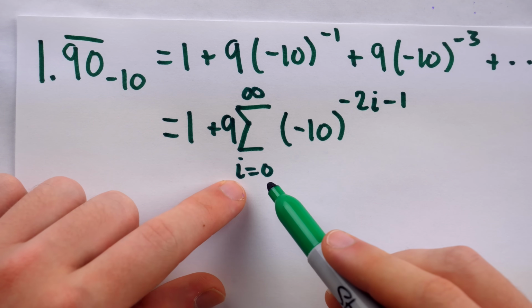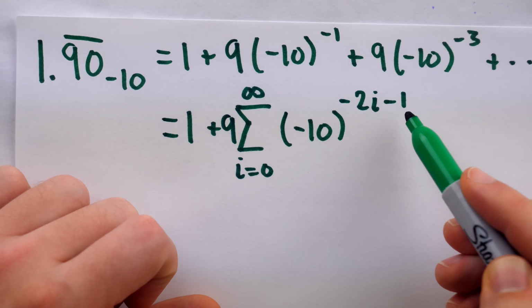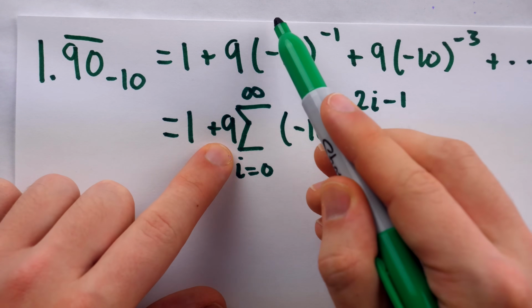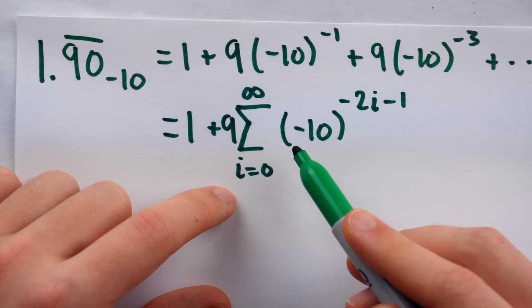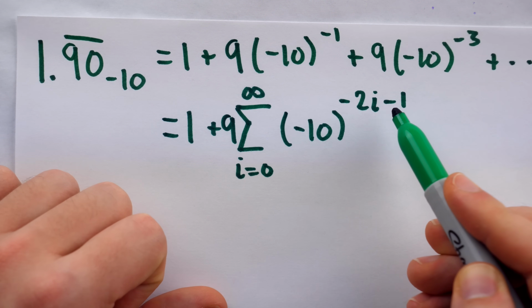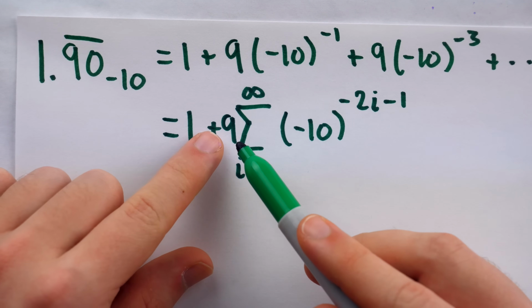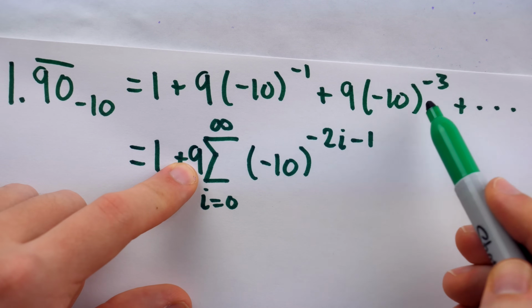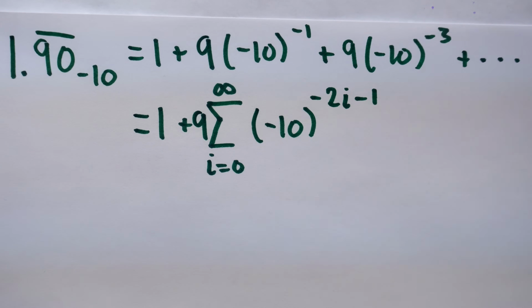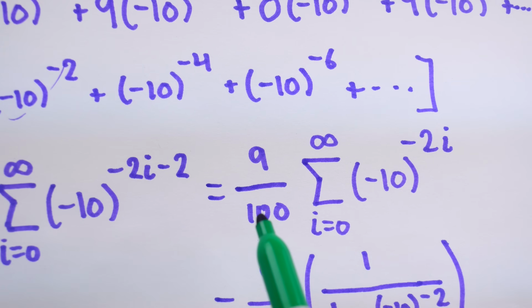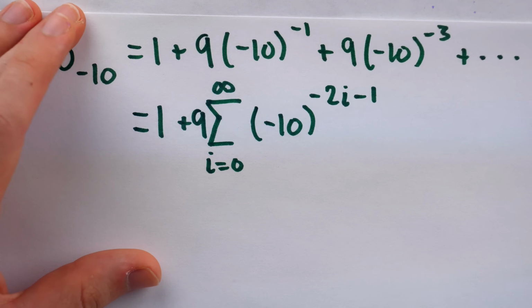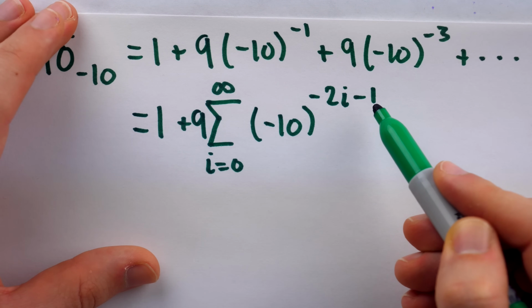If we plug in i equals 0, we would get negative 10 to the negative 1 times 9, which is that first term. If we plugged in i equals 1, we would get negative 10 to the negative 2 minus 1, so negative 10 to the negative 3 times 9, which gives us that next term correctly. And then, just like in the previous example, where we brought that negative 10 to the negative 2 out of the sigma, we're going to do the same thing here with negative 10 to the negative 1.